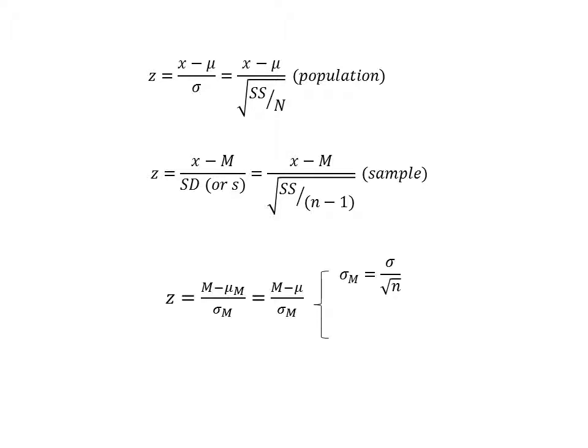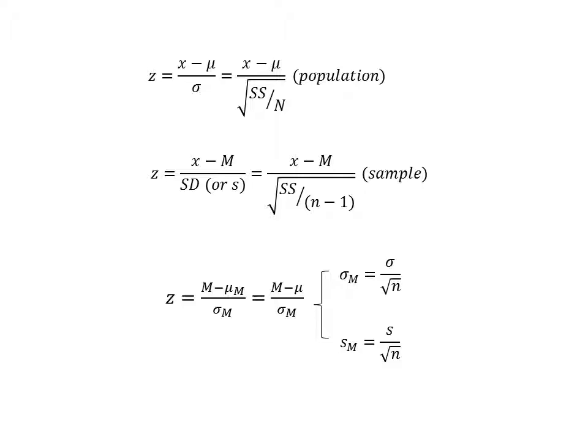If we know the population standard deviation, sigma, we can use this formula to calculate the standard error of the mean. But usually, we don't know the population variance, so we use the sample standard deviation to calculate the standard error of the mean. We can also use SPSS to estimate this standard error of the mean if we have a sample of scores.